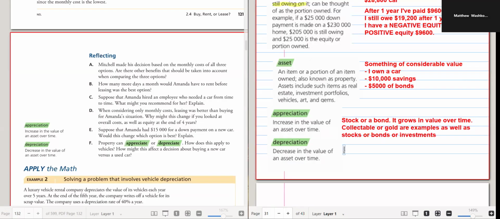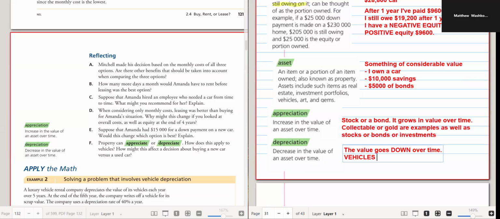Whereas depreciation, the value goes down over time. Most common example: what is the biggest thing that most people lose most of their money on? What is the single most depreciated asset of any regular person's life?